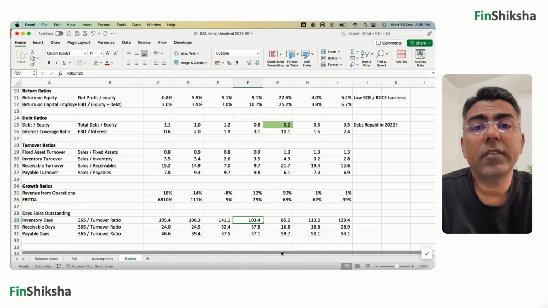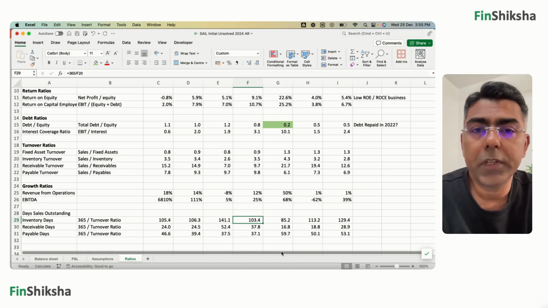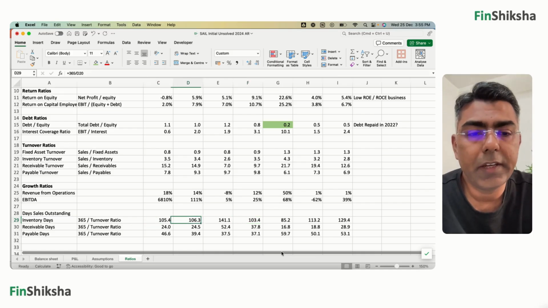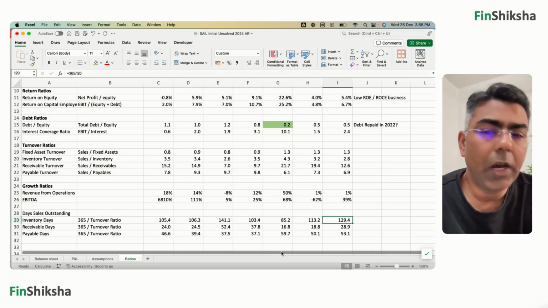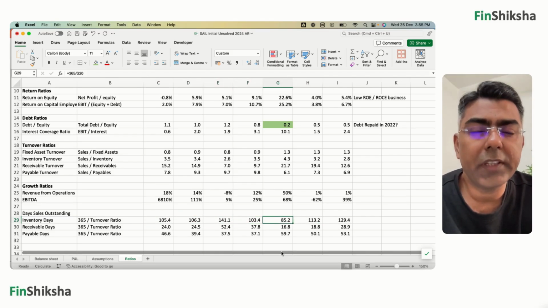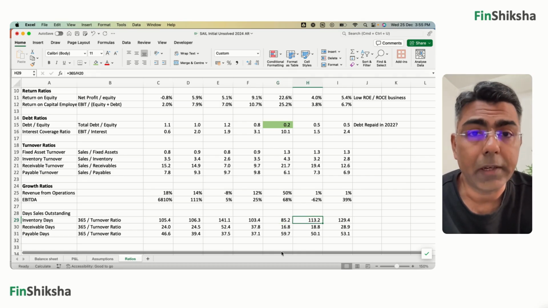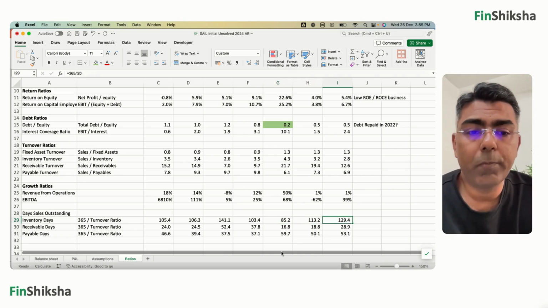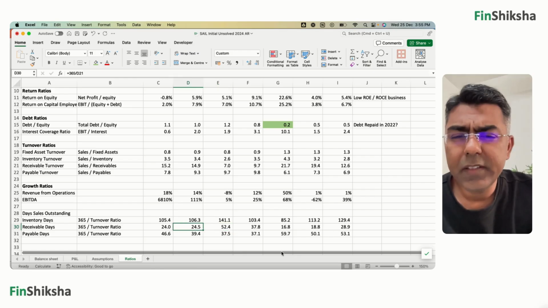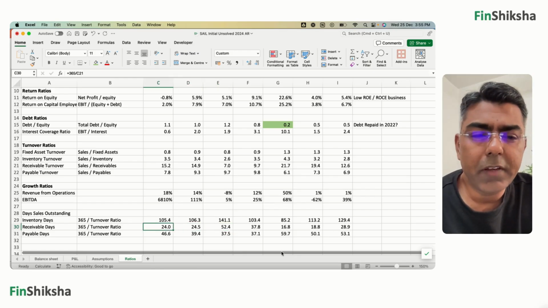3 से 4 महीने का sales चाहिए हमें to kind of recover the money that is stuck as inventory. 100 days के आसपास average है. Went down in 2022 because I think realizations went up, but then has gone up again, right? So this seems to be a problem point. We need to be careful about it. Receivable seems to be about that 20 to 25, 30 day period.